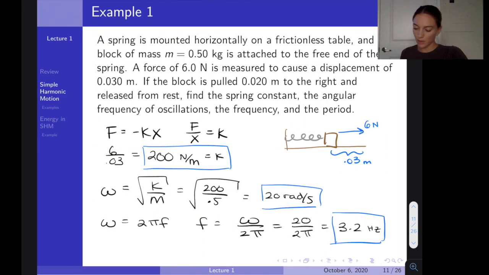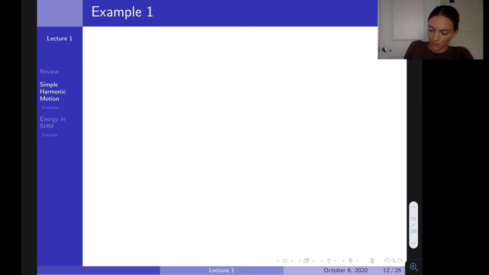And now for the last part, we have to find the period. So the period will just be 1 over the frequency, which is 1 divided by 3.2, and so that gives us 0.31 seconds is the period.